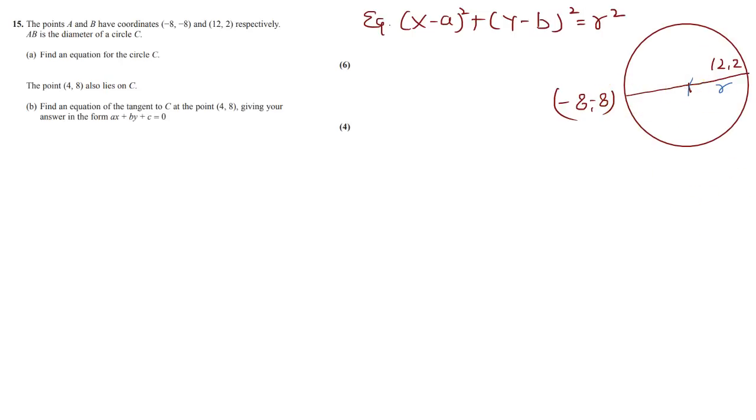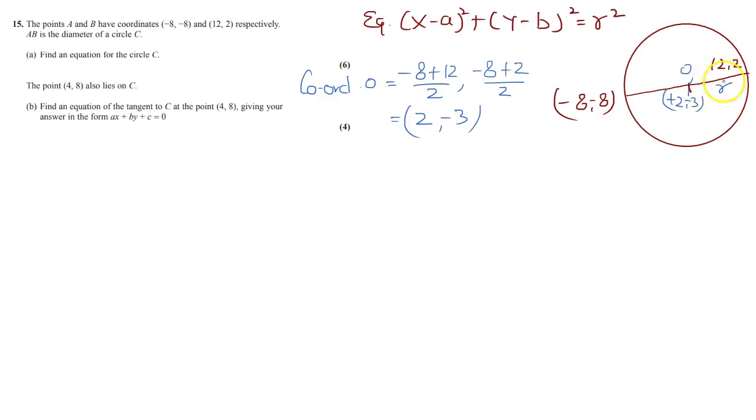So this is the midpoint. So the coordinate of, let O, is equal to -8 plus 12 over 2 and -8 plus 2 over 2. -8 plus 12, that is 4 over 2 is 2, and this is -6 over 2 is -3. So these are the coordinates, +2 and -3. These are the coordinates of the center.